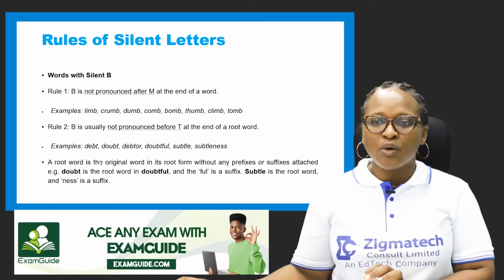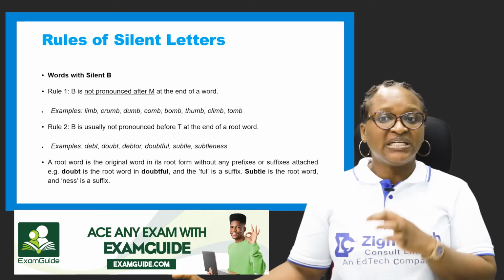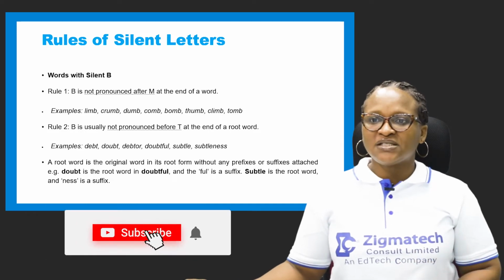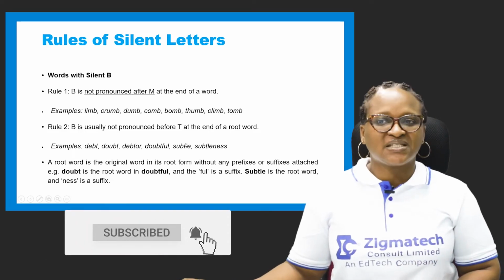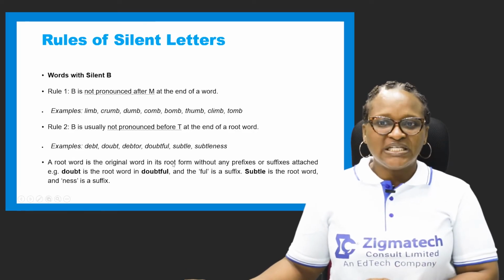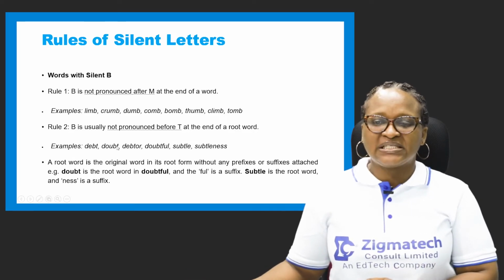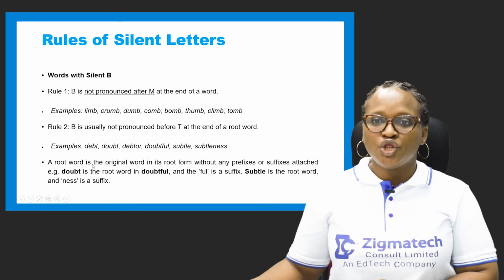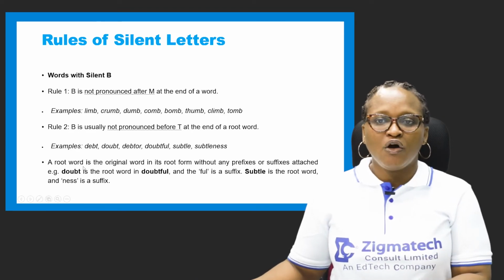So we have doubt, the B is not pronounced. I'm a debtor, not a debtor with a B sound. I'm a debtor, all right? So you have doubtful, you have subtle, not subtle with a B. Then you have subtleness. So these are the words or ways that we can identify the letter B not being audible at the point of pronunciation.